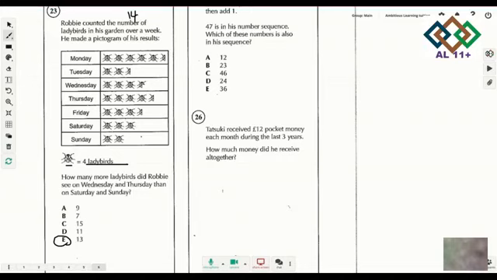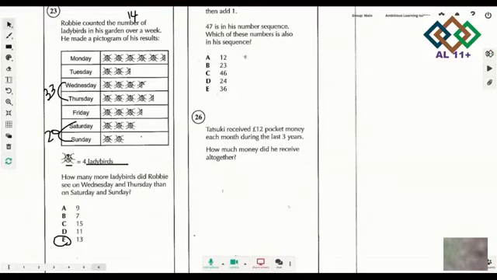And on Saturday, she counted 12, and on Sunday, she counted 8. So 12 plus 8 is 20. So Saturday and Sunday total is 20, and Wednesday and Thursday total is 33. So you just need to do 33 minus 20. That gives you your answer, 13.